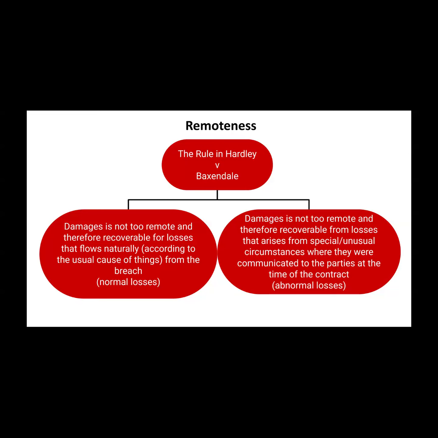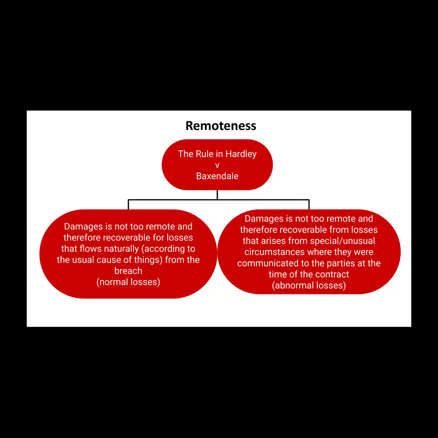So the court is saying that if it flows naturally, of course you can recover. If it doesn't flow naturally, it's abnormal, right? You can't recover except you can show that it was in the reasonable contemplation of the parties. What do you mean by reasonable contemplation of the parties? It was either brought to the party's attention, it was communicated, the circumstance was communicated to that party at the time of the contract.